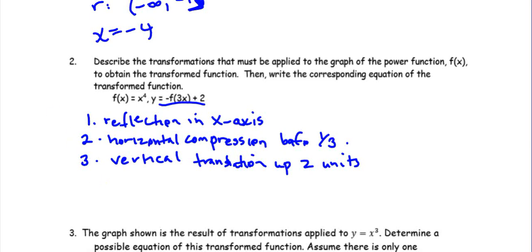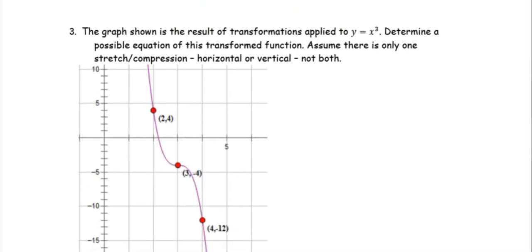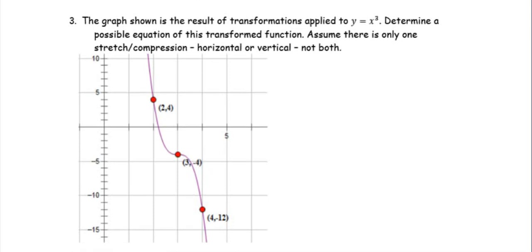And last question. This was an easy lesson. We're being told we've got the power function y equals x cubed. That's our base function. It's been transformed in a few ways, but what you have to do is only assume there's one stretch or compression, not both. Okay, so not a horizontal and a vertical, but just one of them, not both. So, sorry, that wasn't explained well. So only a horizontal or only a vertical, not both.